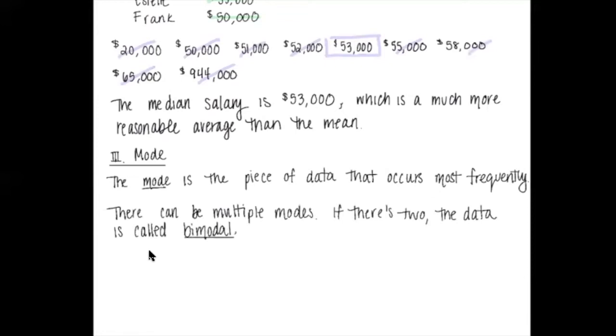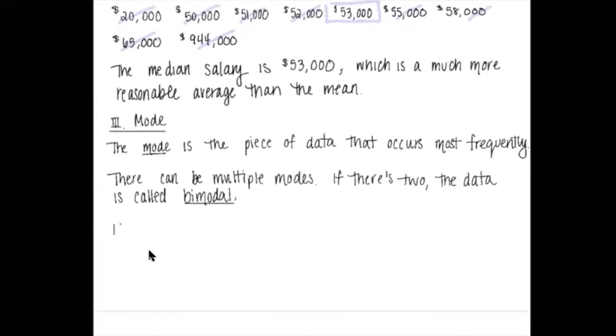But if it happens to be that every piece of data only occurs once, so there's no repeats, you're not going to have a mode. Not every single one can be there. So if each piece of data occurs only once, there is no mode.